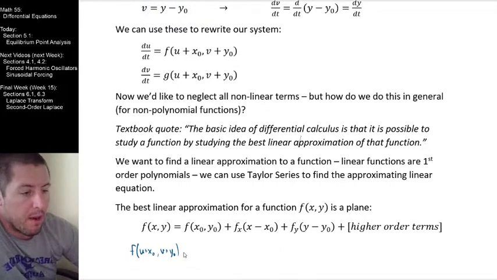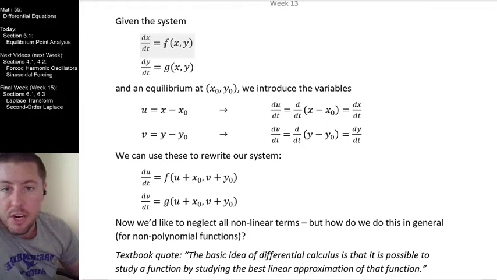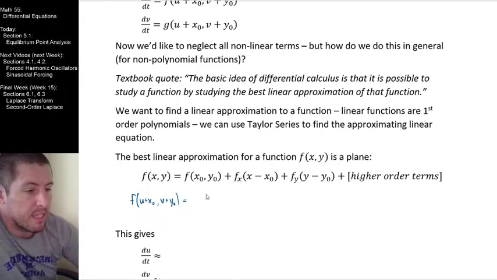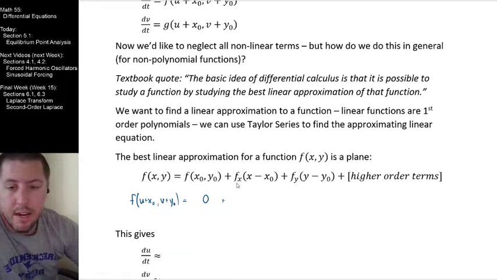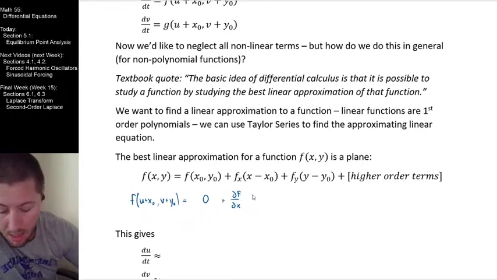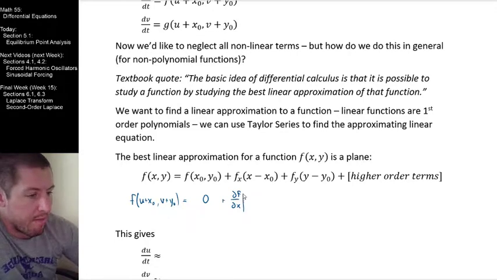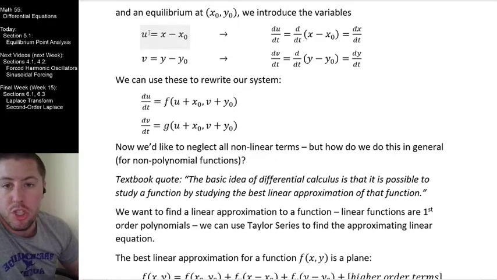You should notice, very, very importantly, that we selected x naught, y naught to be in equilibrium. That means that if you plug x naught, comma, y naught into the f function, you're going to get 0. By definition, equilibrium is where dx dt is equal to 0. So this is literally 0 right here. When we say this derivative right here, this is our derivative notation for the partial derivative with respect to x. So I'm going to write this as the partial of f with respect to x, evaluated at x naught, y naught, times x minus x naught. What is x minus x naught? X minus x naught is just u.